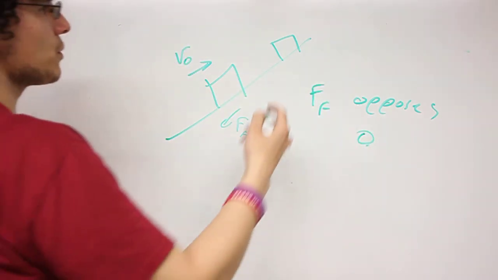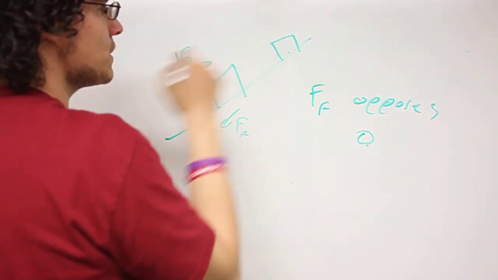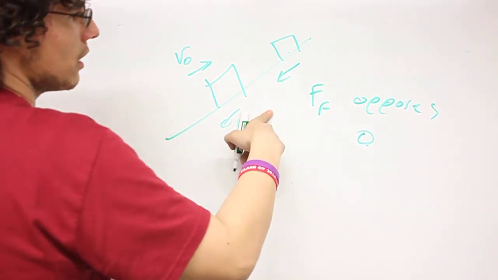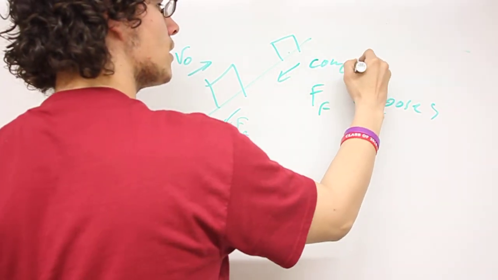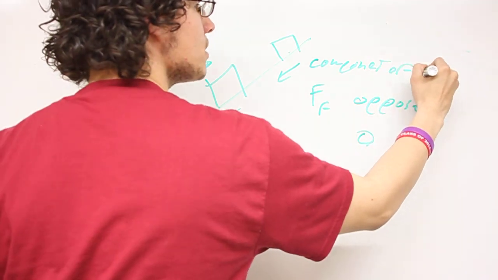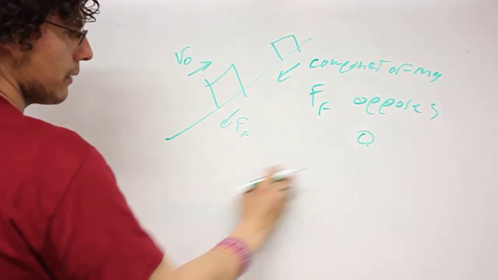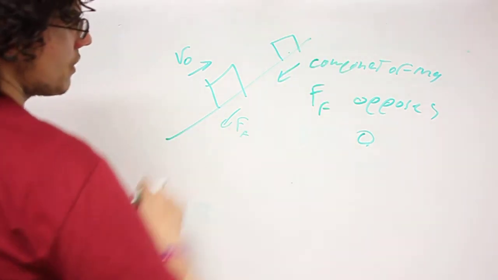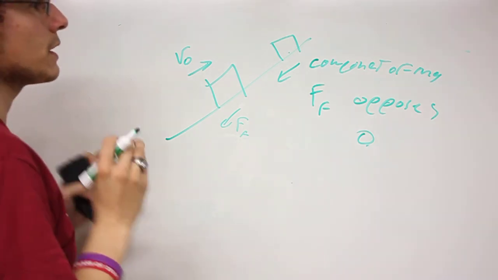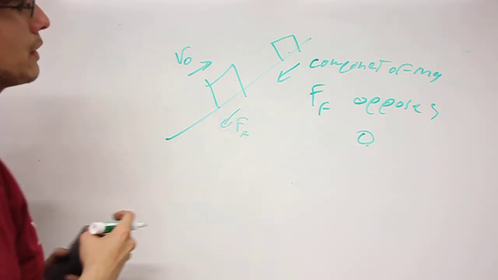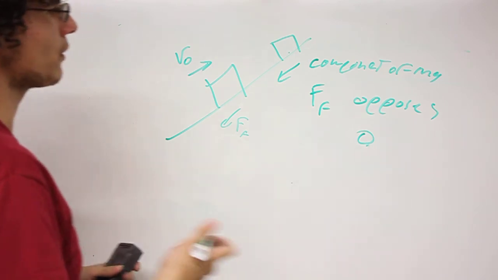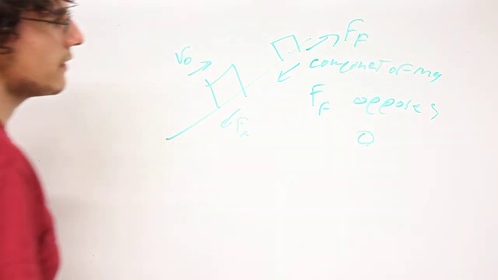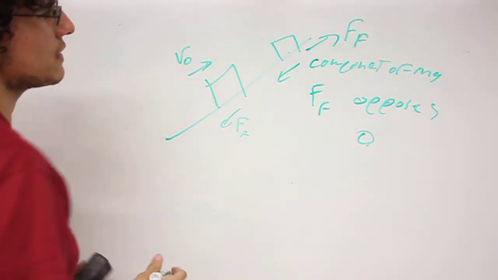Well, think about it this way. If you were sitting up here, you're going to have some component of mg going this way. I don't know my theta, but I really don't need it just to know the direction of f. So some component of mg going this way. In order to hold something up, just like sitting at the top of a hill, your force of friction is going to counteract that force. Why? Because this thing wants to stay at rest.